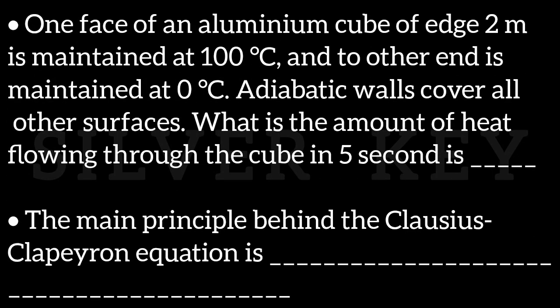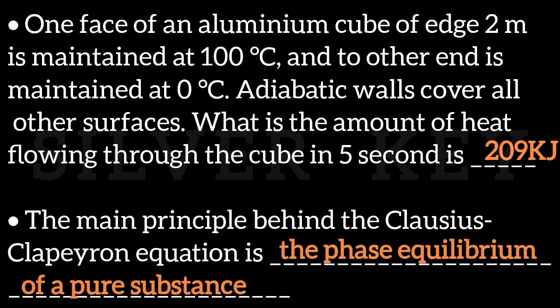One face of an aluminium cube of edge 2 meters is maintained at 100 degrees Celsius, and the other end is maintained at 0 degrees Celsius. Adiabatic walls cover all other surfaces, so the amount of heat flowing through the cube in 5 seconds is 209 kilojoules. The main principle behind the Clausius-Clapeyron equation is the phase equilibrium of a pure substance.